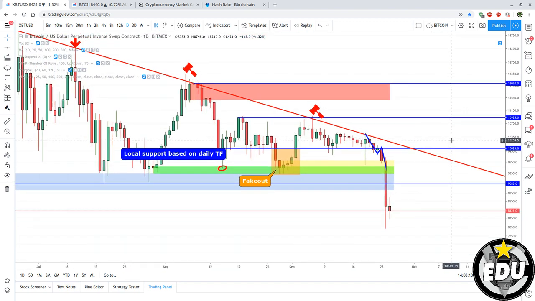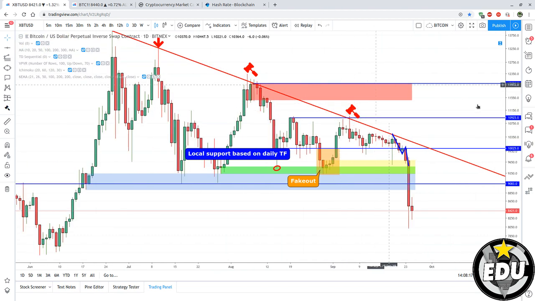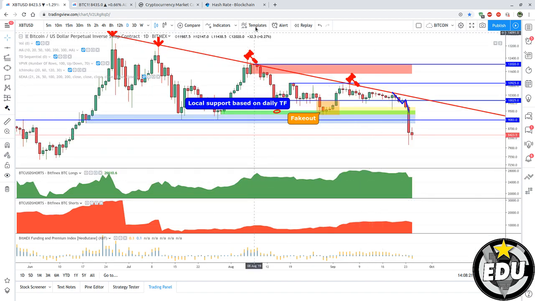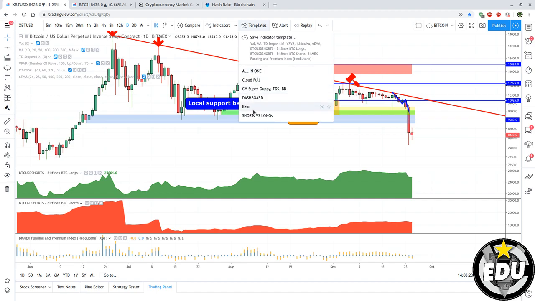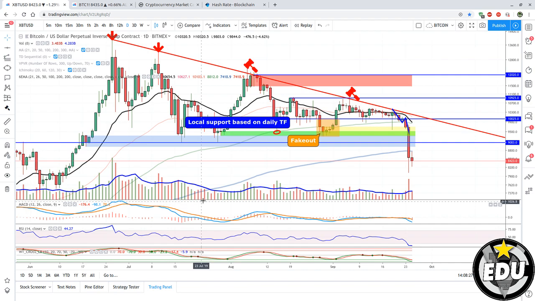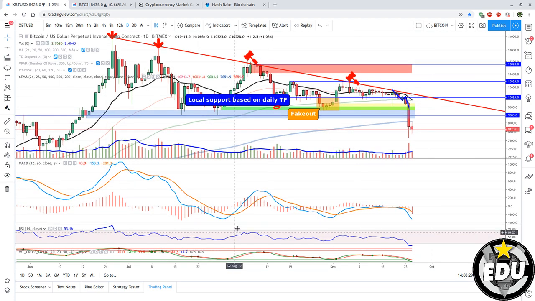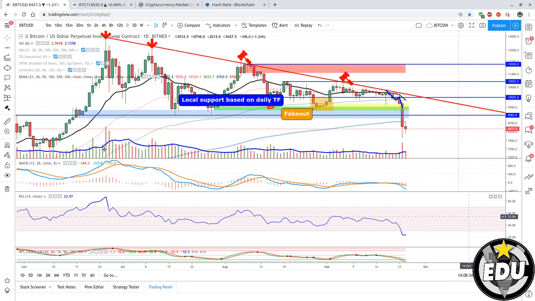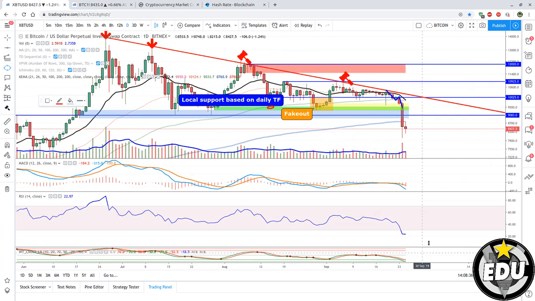Okay, let's go look more inside. Let's go look at the lower time frame. Let's see if we can spot something. At this point, it's also important to look at some oscillators on the daily. Let's see how they are, and they are starting to get very oversold. RSI is already at 20, so it's starting to get interesting.